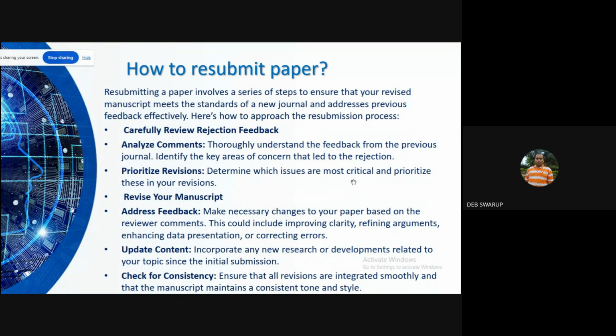Revise your manuscript, update content, check for consistency, check for errors, check for data representation, and check for clarity in figures also, because sometimes the figures lack clarity. That is also why somebody would have rejected it. So check all of those, and prioritize your references.